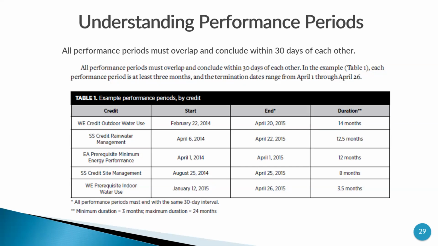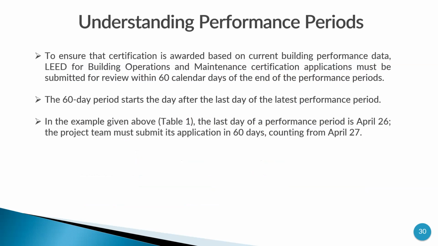Correct. So now the performance period must end within the same 30-day interval. If you look at the end period, April 2022, April 25, 26. So the last date, what is it? April 26th, right? From there, within 30 days, we need to see that. See here, 60 days, sorry.